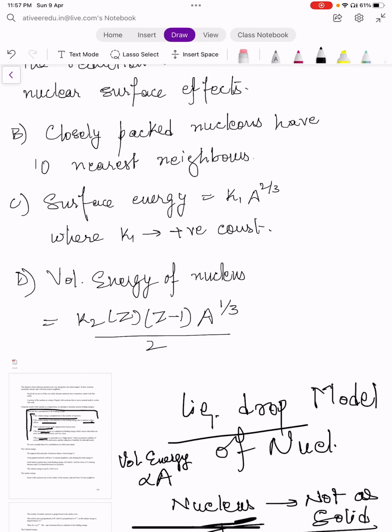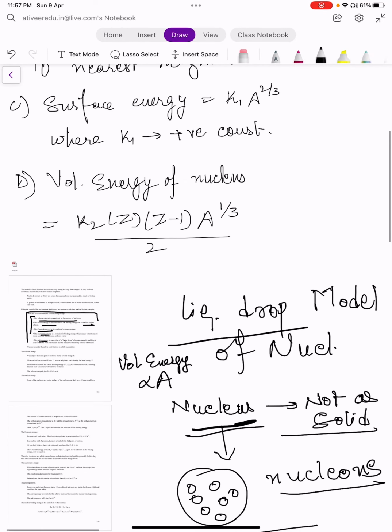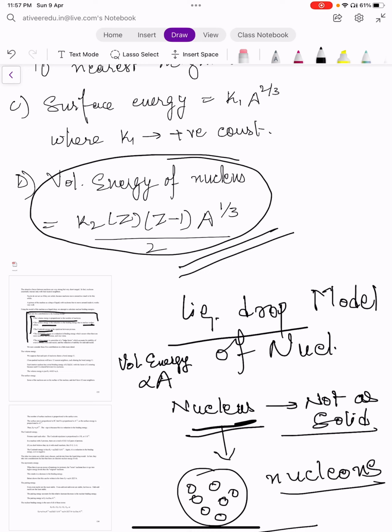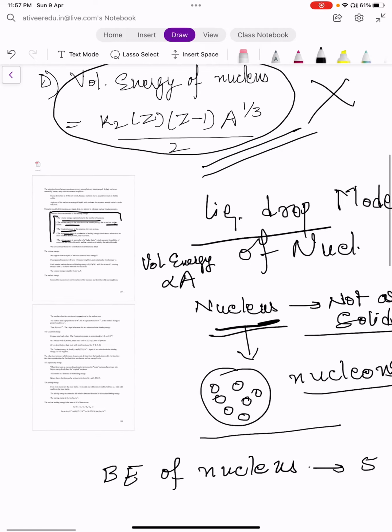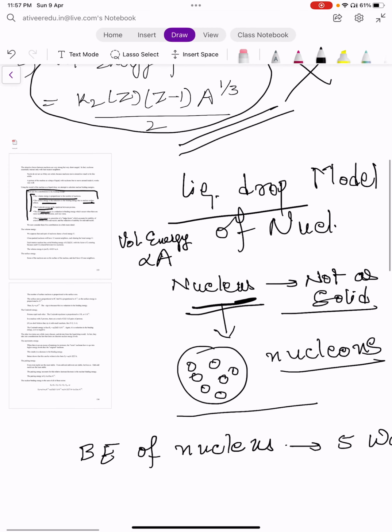One expression is there that volume energy of the nucleus is K2 into Z(Z minus 1) A to the power 1 by 3, by 2. So it means this particular expression becomes wrong. This is wrong.